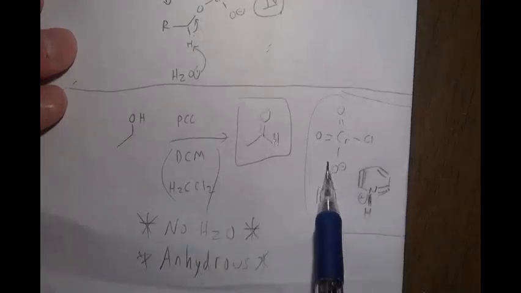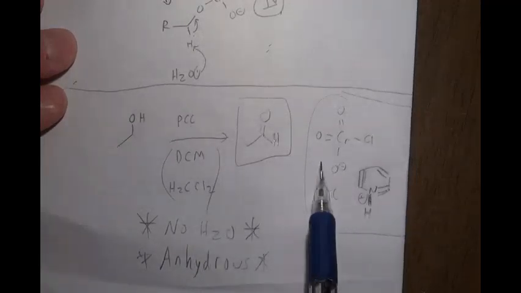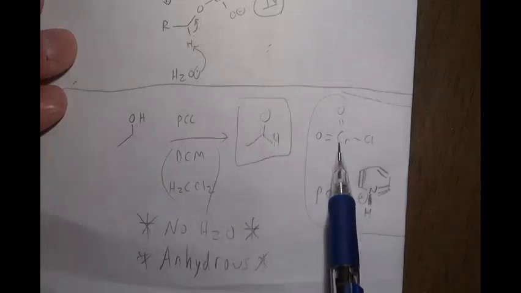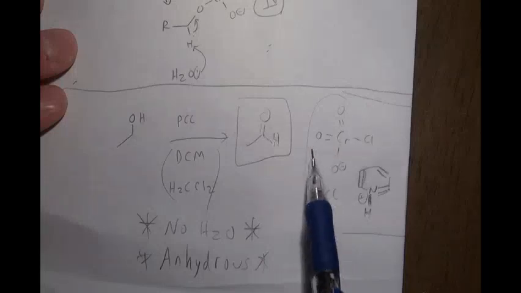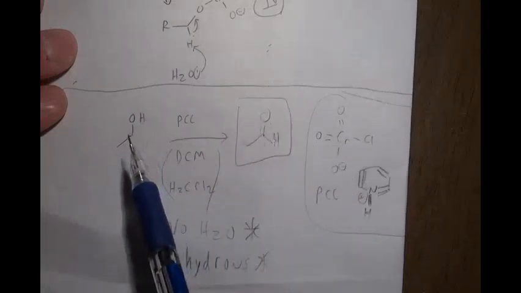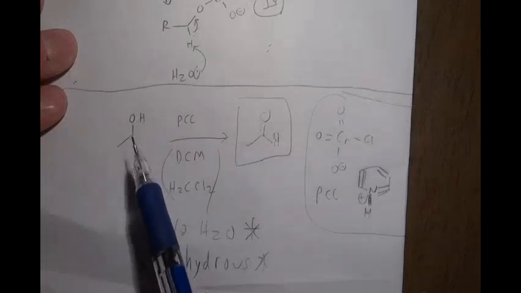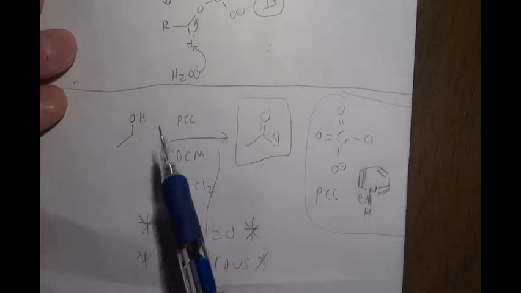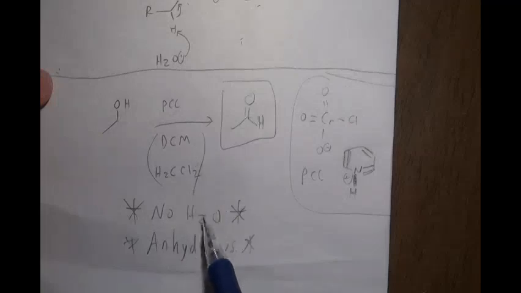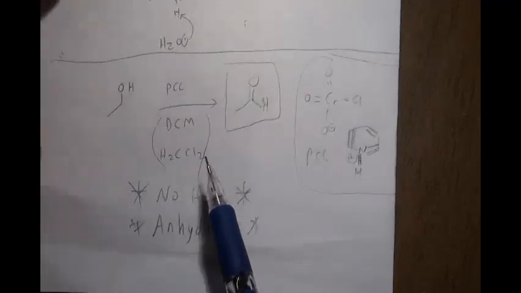And what's the structure? Yeah, PCC. If you wanted to do the mechanism or review it, it's the same thing. Oxygen attacks chromium, kicks onto the oxygen, and then you lose 2 protons. So your oxygen attacks, and then you lose the OH proton, and then you lose that H. So that's the mechanism. It's the same thing as we just did up top. But the big difference is that PCC does not have water, so it's a single step oxidation. Okay? Cool. That's how PCC stops.